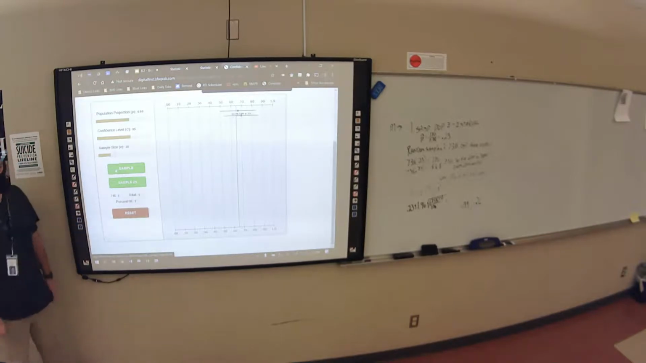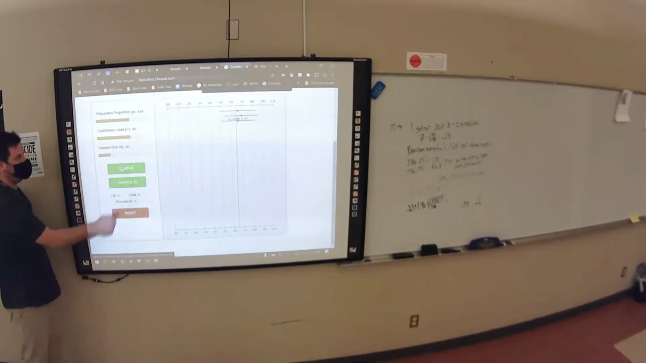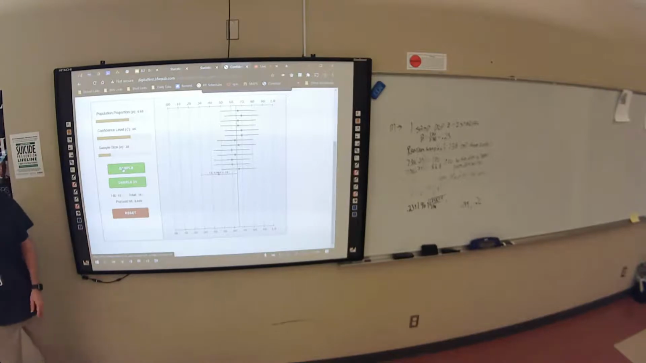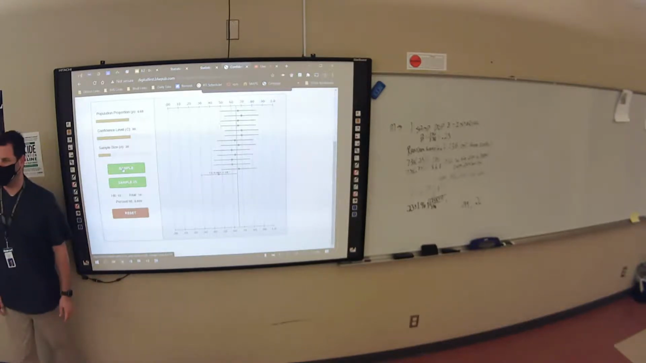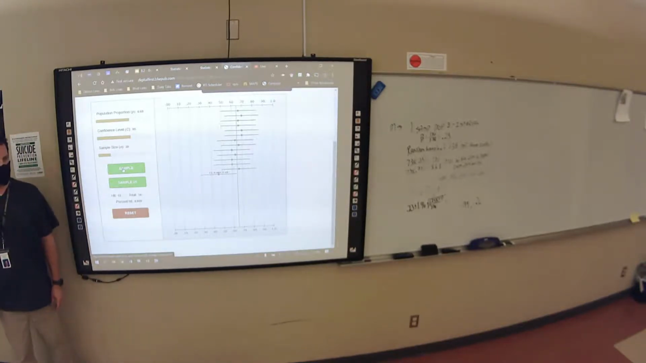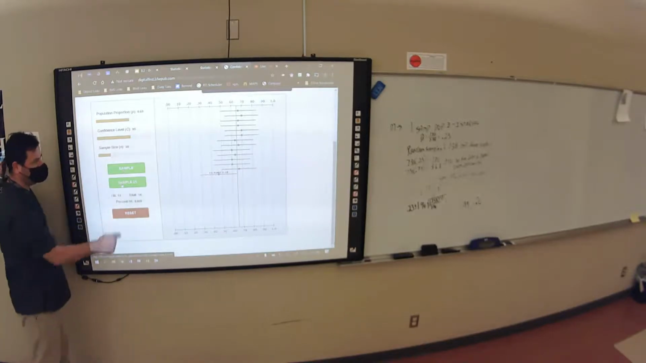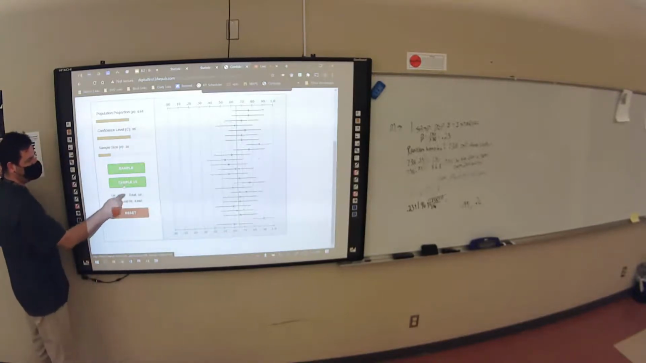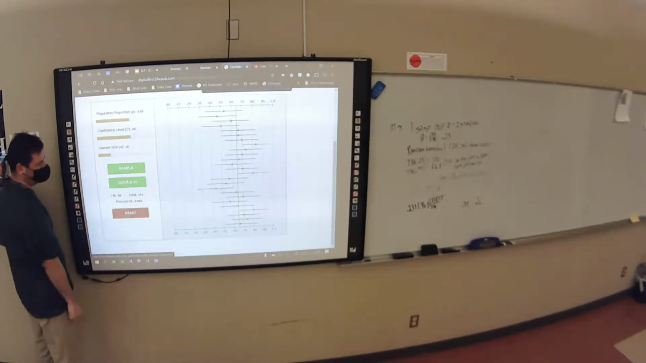Do it again. That one got the population. That one got the population. That one got the population. I can do this over and over and over again. Most of these are going to get the population. That one didn't. It's red. If I did it 25 times, whoop, it didn't do it. There it is. Here's 2 that didn't get it.